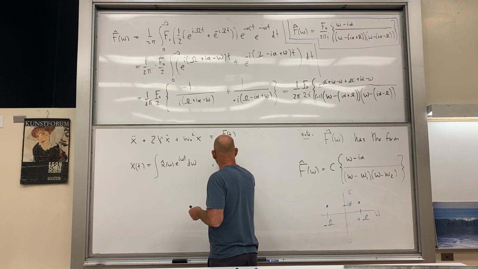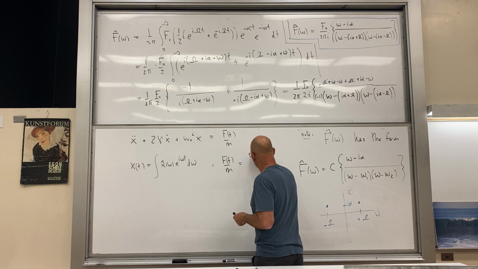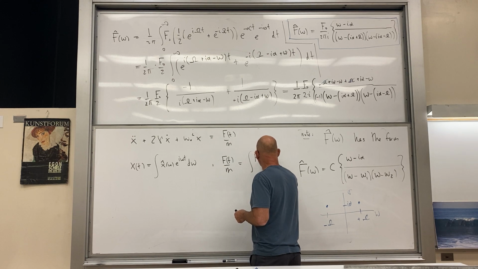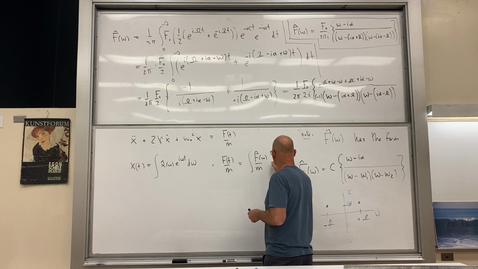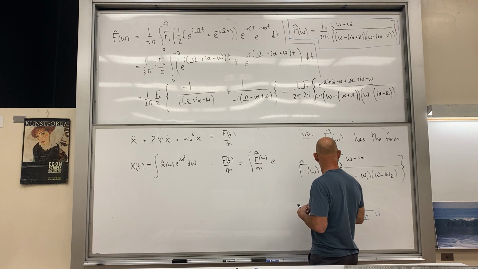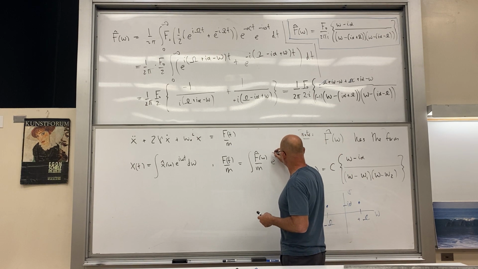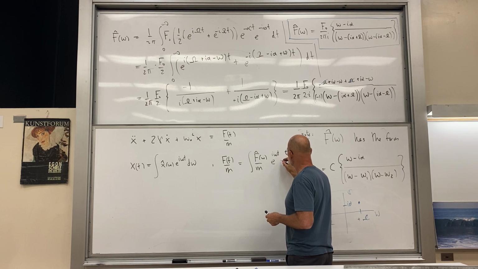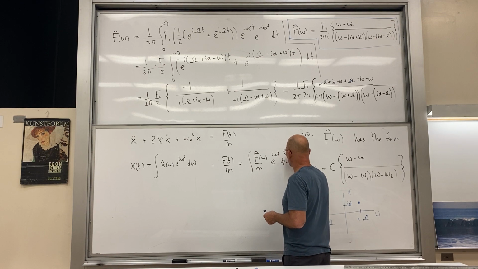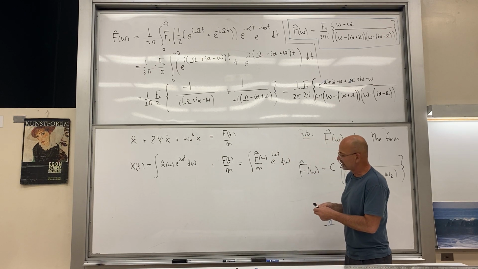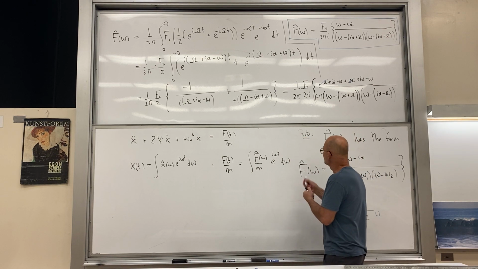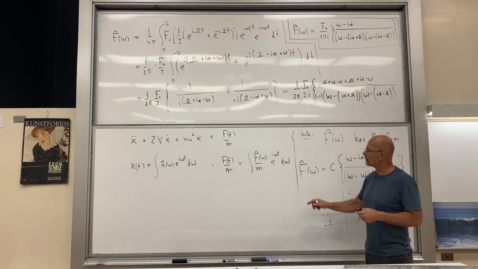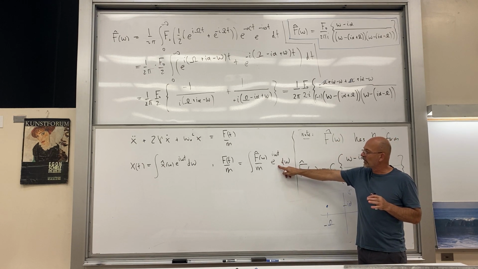And we have f of t over m equals the integral of f hat of omega over m e to the i omega t d omega. Okay, so we have those two ingredients, and we just found the f hat of omega. So we're actually well on our way.